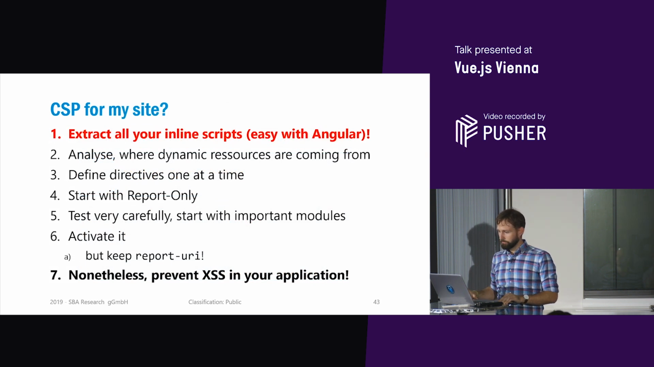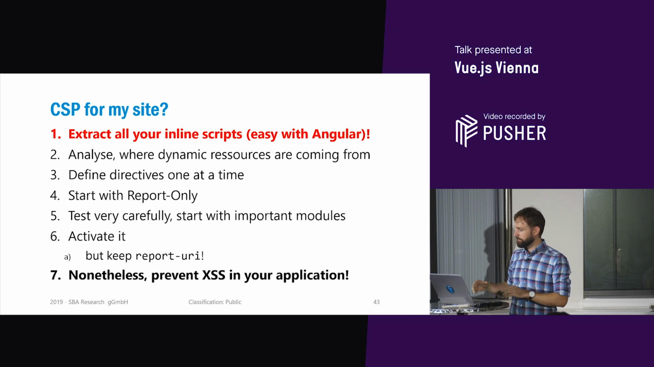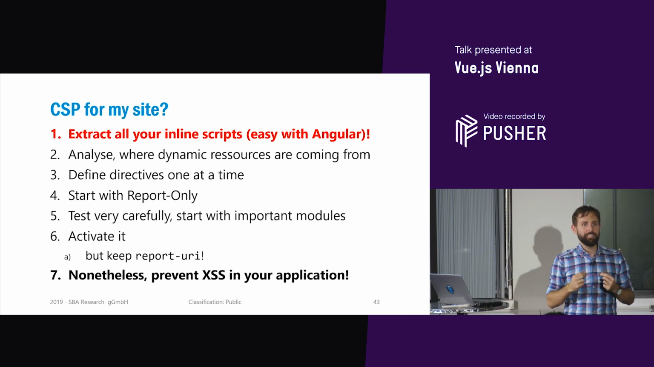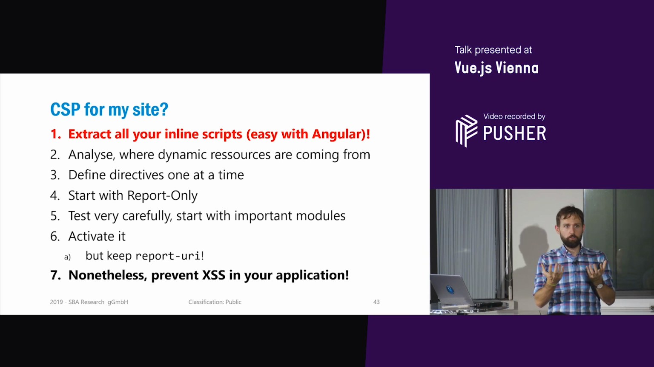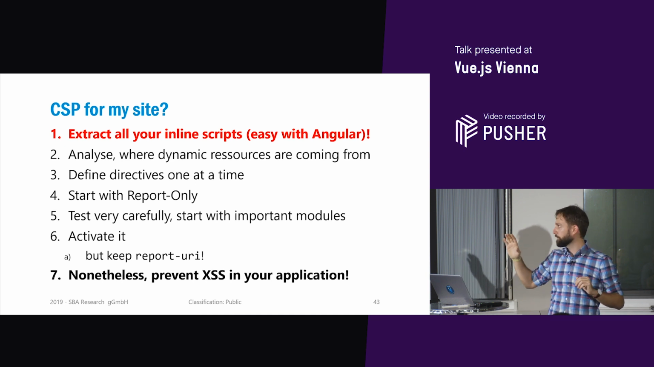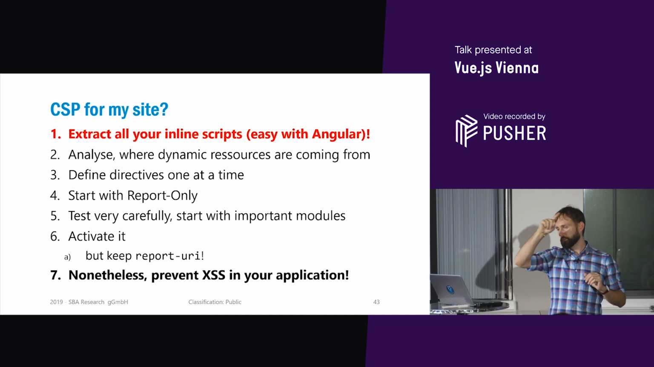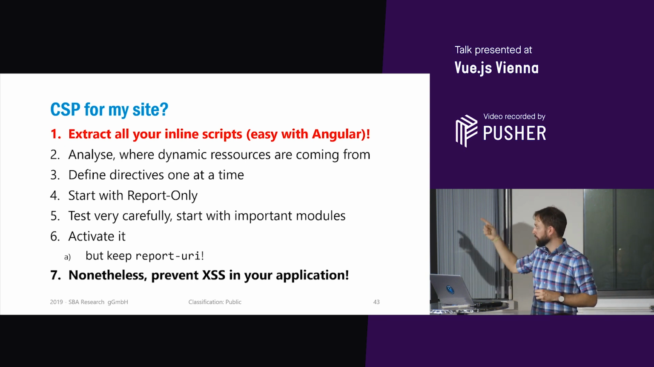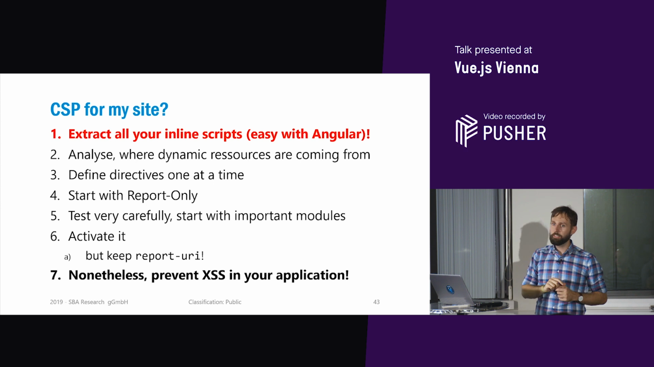Good. Extracting your inline scripts is easy with Angular or Vue.js or any single page application because you don't usually have any inline scripts. If you fire up a standard Vue.js project, you have your app bundle and your vendor bundle maybe in there, and that's it. It's all external JavaScript files. And if you have a content security policy with script-src 'self', it's going to be whitelisted anyway. Okay? So with single page applications, this one is very easy. That's why I'm telling you to do it.